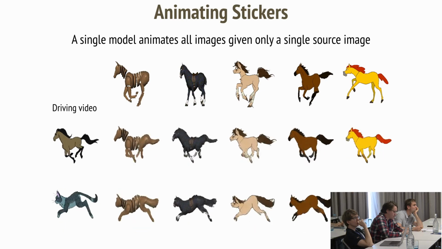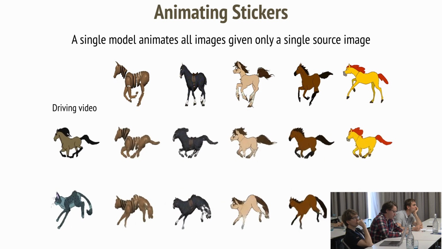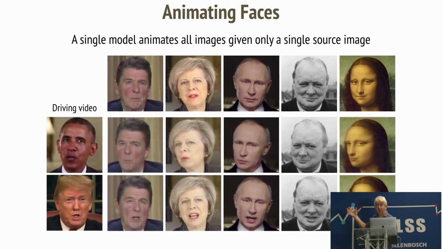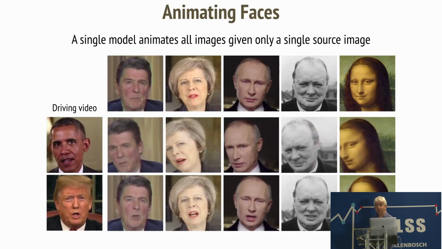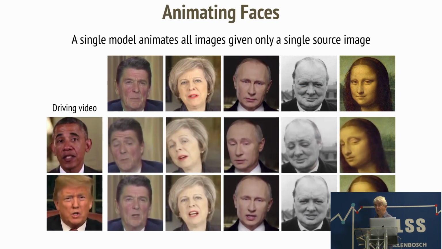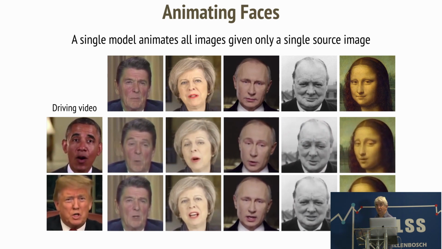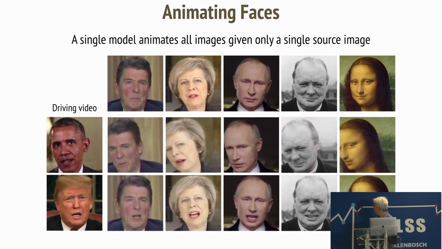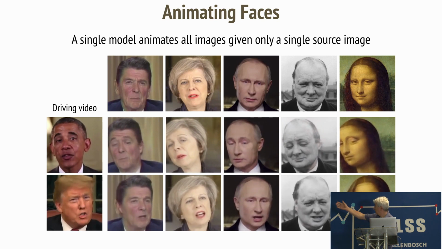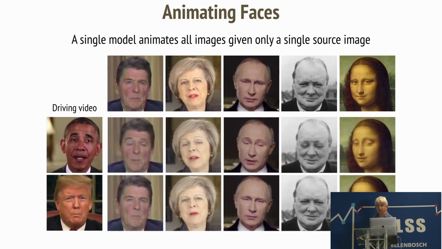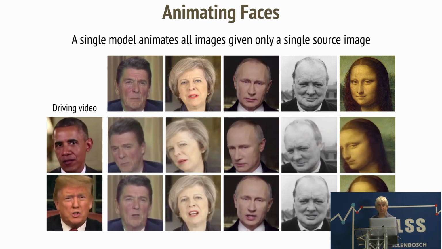You can also do it with some kind of animated characters and so on. It doesn't matter. In the previous one, you noticed that there was some problem with the background. In some cases, it has some trouble filling up the background. I'll tell you how we did it in another slide. And here, you can do what I showed you before. You have a driving video, I don't know, Obama and Trump saying something, and then you can animate the other images to do the same motion.